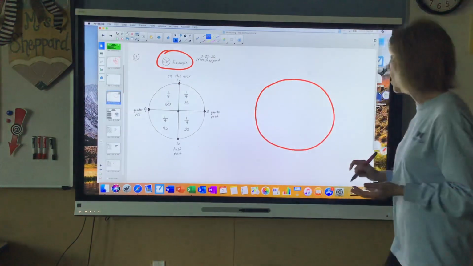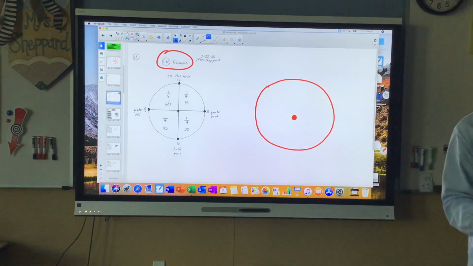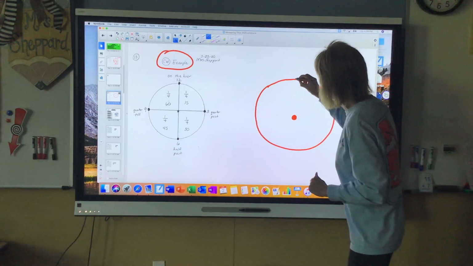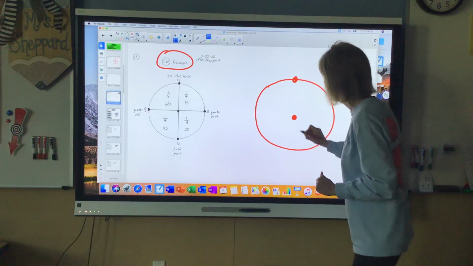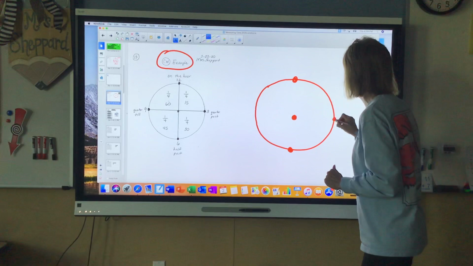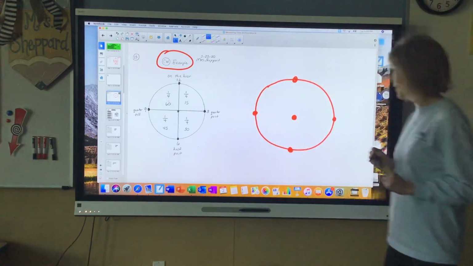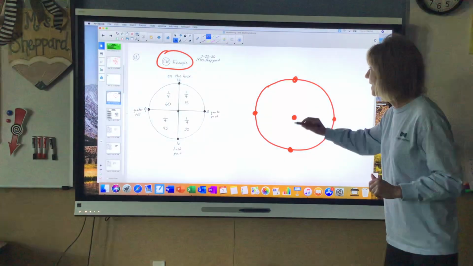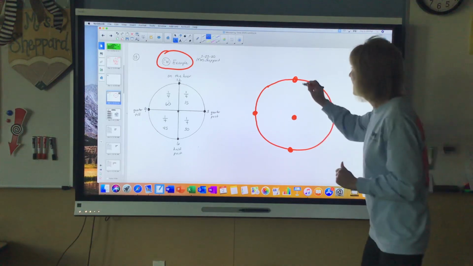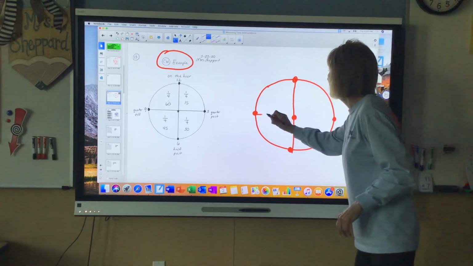I'm going to start by drawing a circle. I'm going to put a point smack dab in the middle. Now this one's going to be a little bit trickier. I'm going to come straight up, point, straight down, point, straight to the right, point, straight to the left, point. So I have a point in the center and four points around it. And then I'm going to take my ruler, hold it down, and glide.